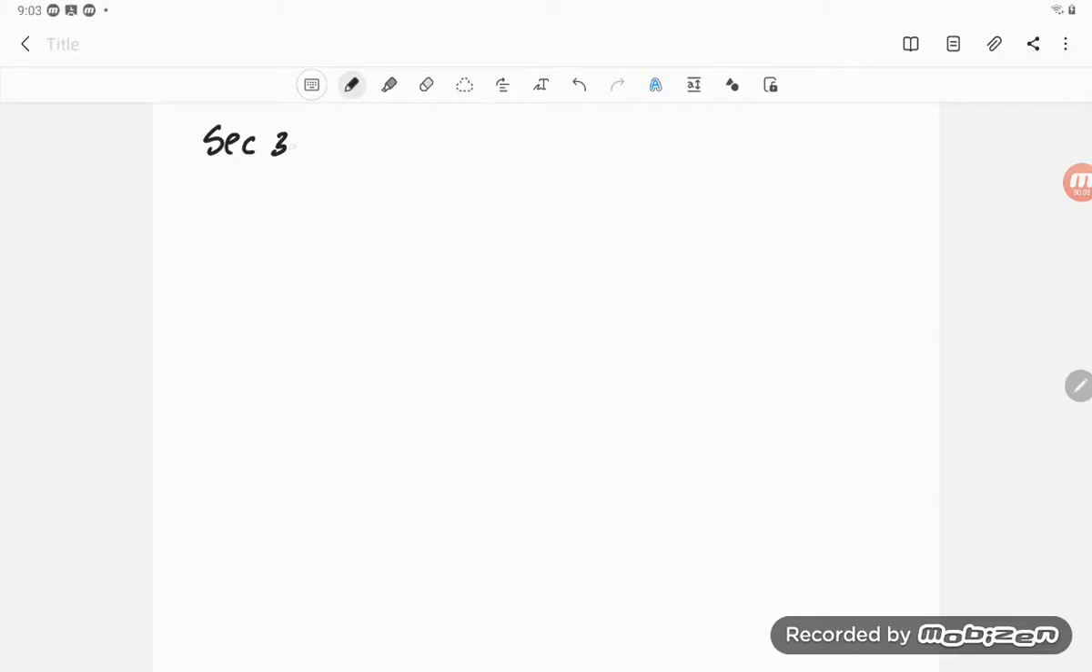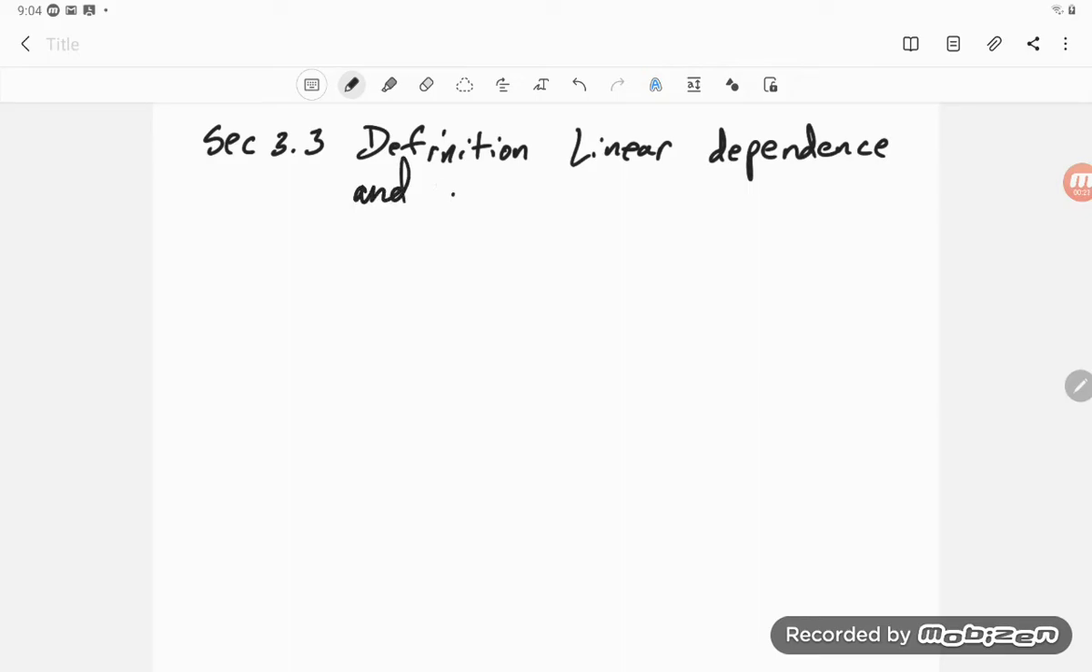Here's section 3.3, and we're looking at our definition of linear dependence and independence. Okay, there we go.